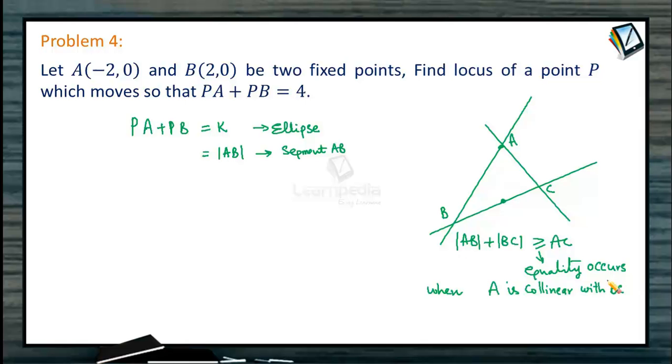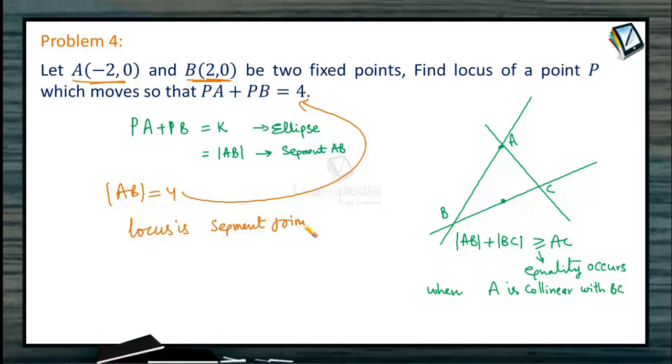So here in this example, we are given A as minus 2 comma 0, B as 2 comma 0. Therefore, AB is 4 and that is PA plus PB. Therefore, here we conclude that the locus is the segment joining points A minus 2 comma 0 and B 2 comma 0. That is the locus.